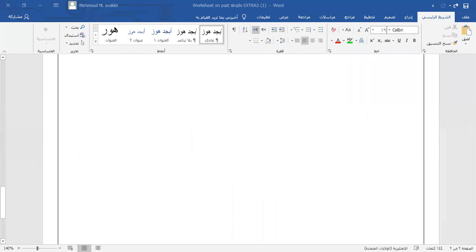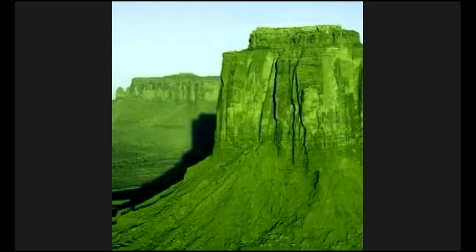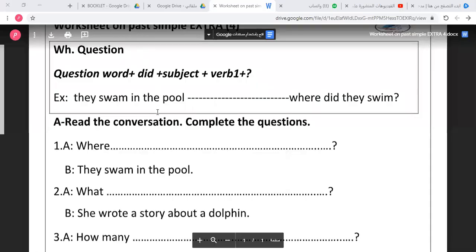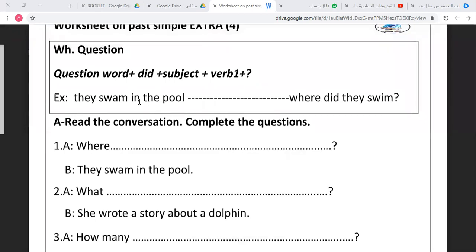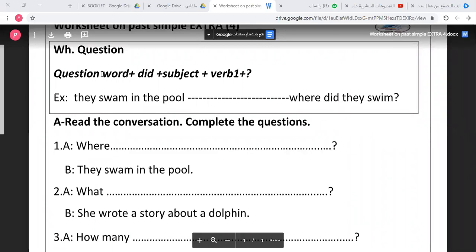Now, students, we move to another worksheet. In this worksheet, students, we learn how to make questions with where, what, how many, and so on. Look at the route. We put the question word. What is the question word? Question words like where, what, when, why, how. These are called the question words. So we start with the question word.